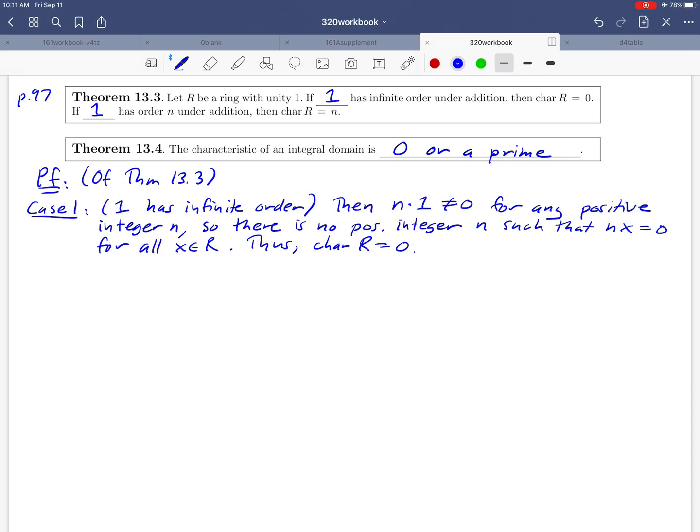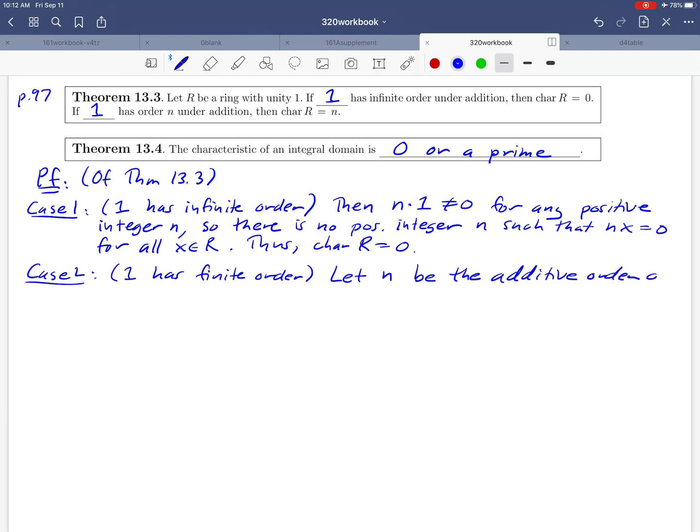What about the second claim? Well, the other possibility is that maybe 1 has finite order. Well, that means let's take that finite order and give it a name. We'll call it n. Let n be the additive order of 1. And we will take any element in our ring, we'll call it x.